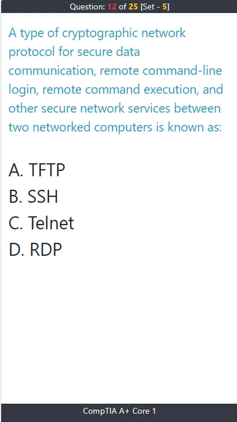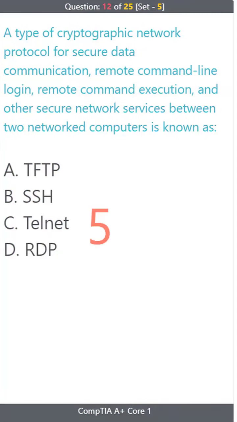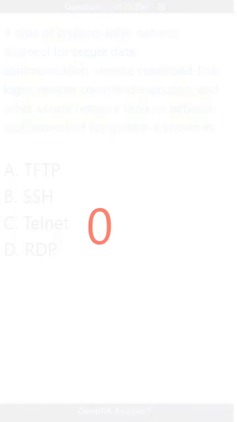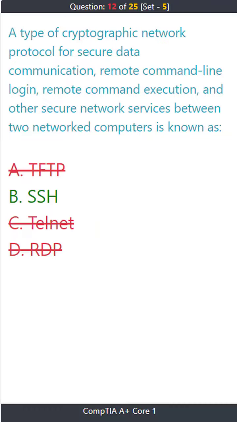Question 12. A type of cryptographic network protocol for secure data communication, remote command line login, remote command execution, and other secure network services between two networked computers is known as A. TFTP. B. SSH. C. Telnet. D. RDP. The correct answer is B. SSH.